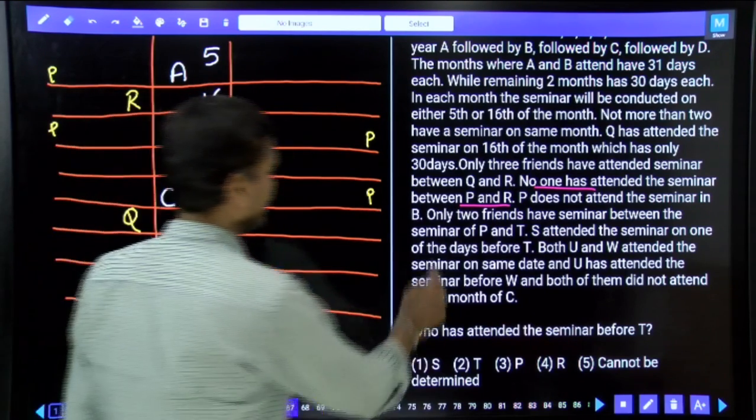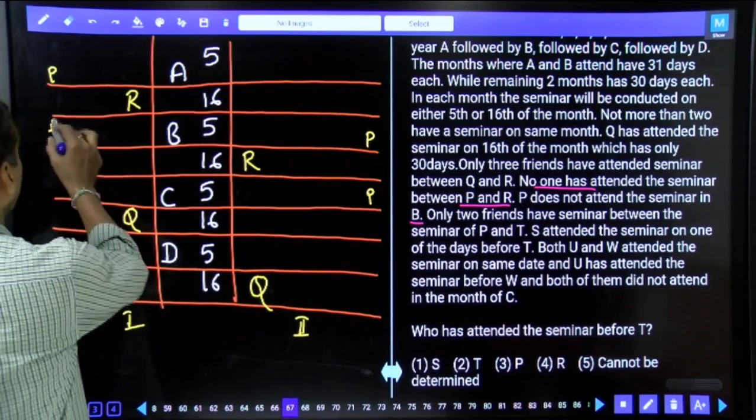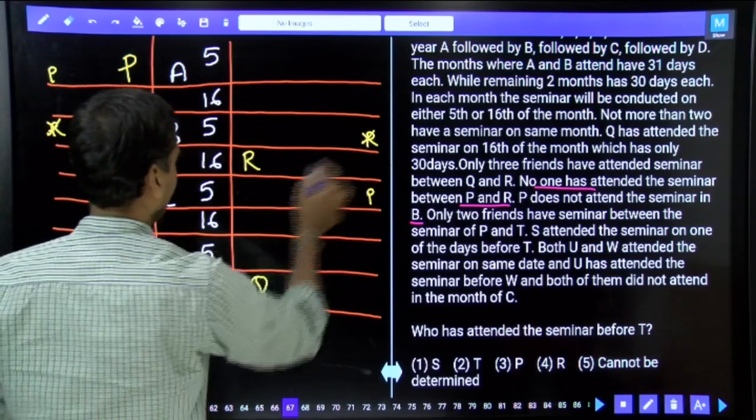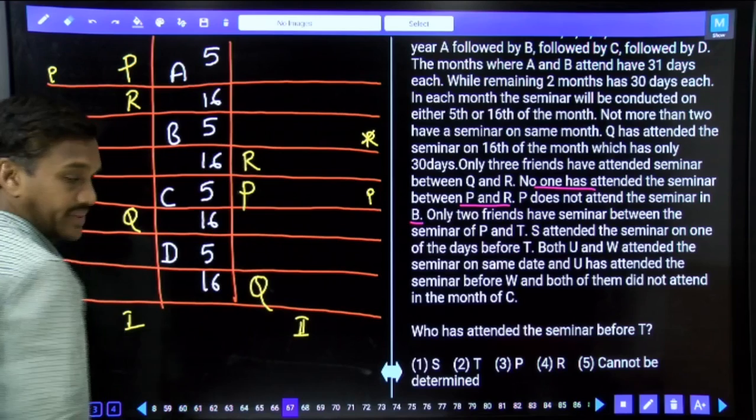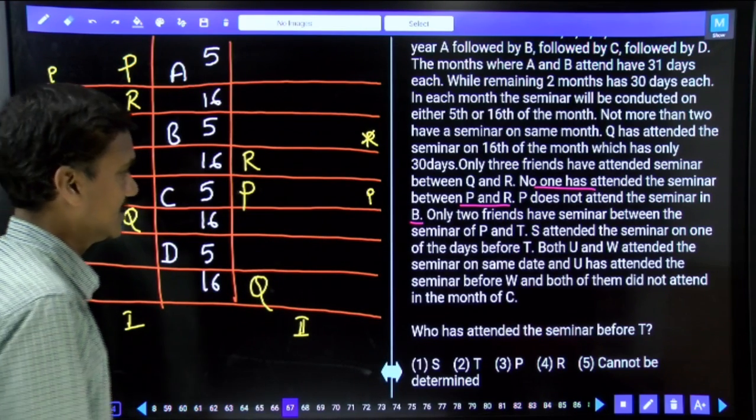Next one, P does not have the seminar in the month of B. And P cannot be in the month of B, P cannot be here, hence P must be here. Now in this one also P cannot be here, hence P must be here. Done with this, now we are able to finalize the positions of P and R.